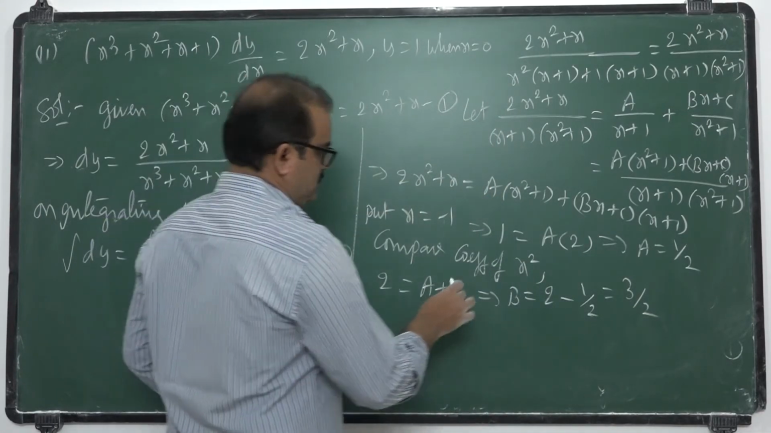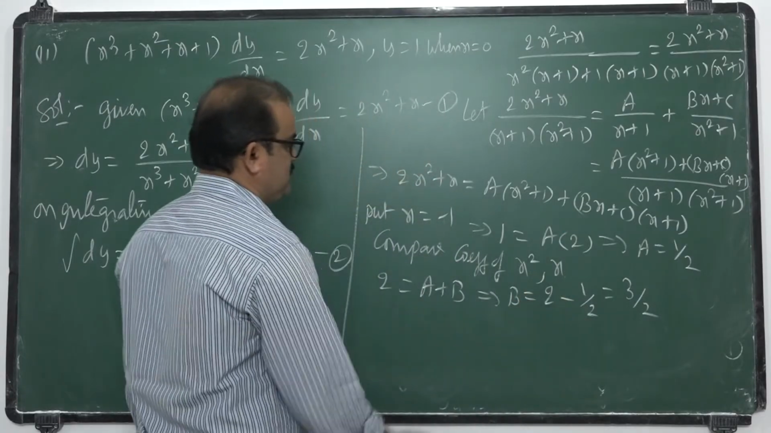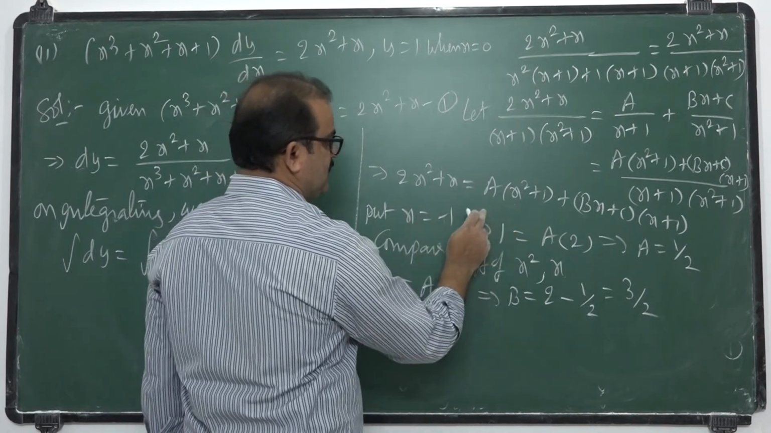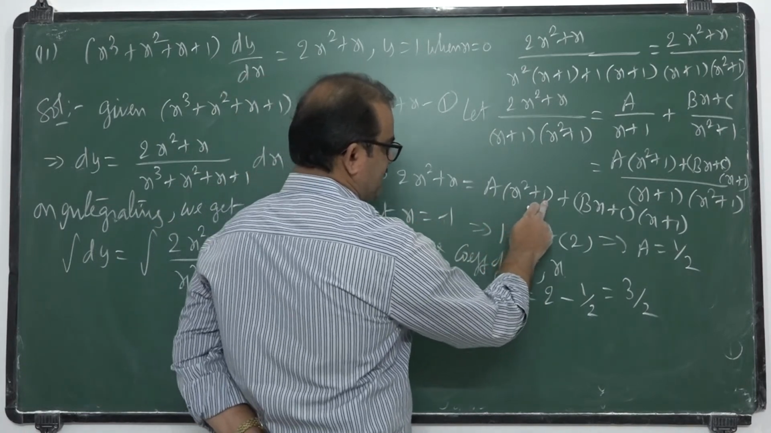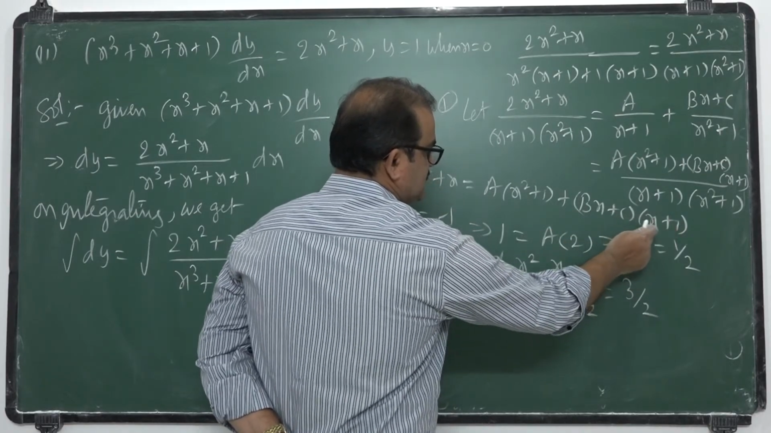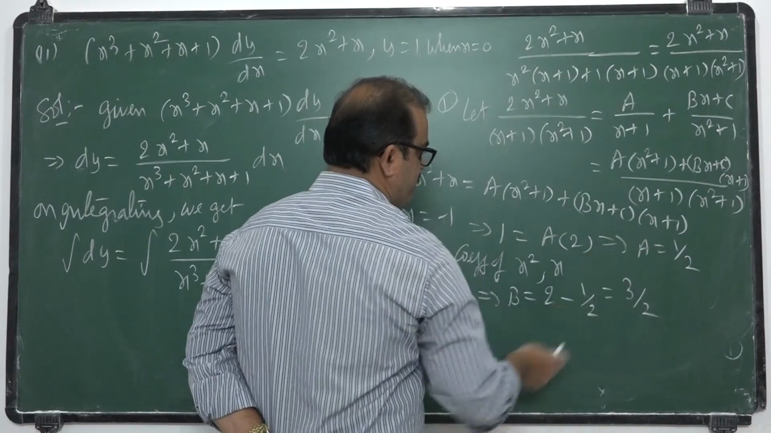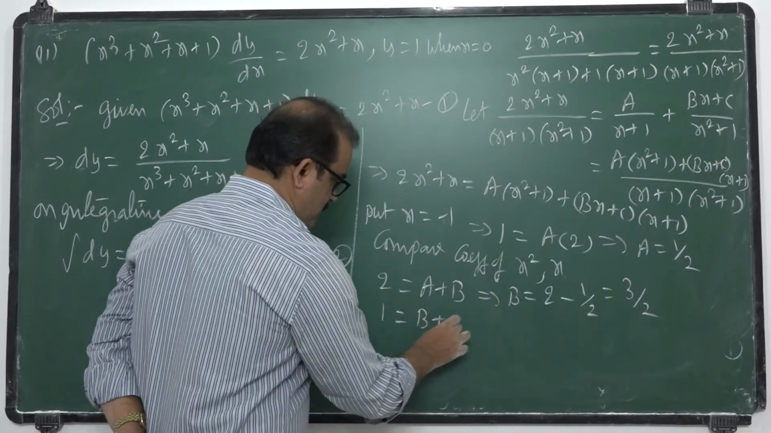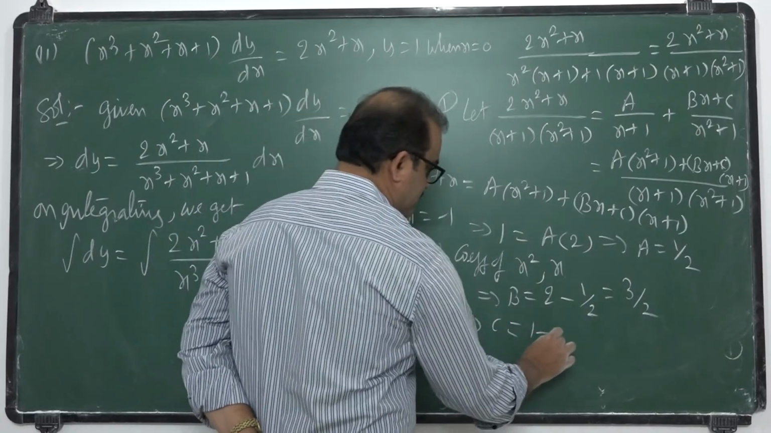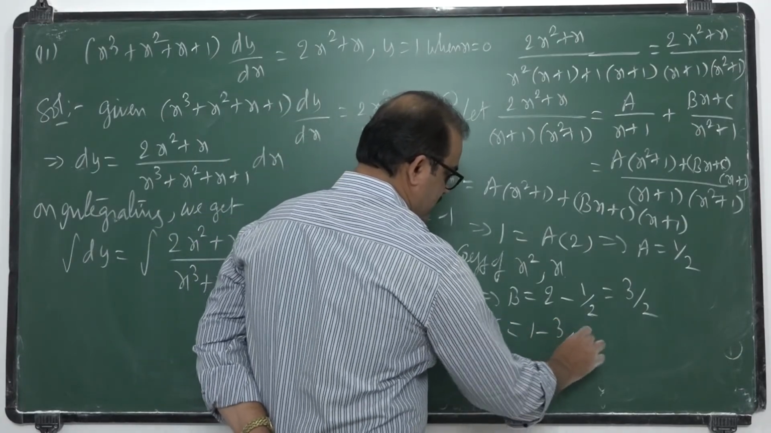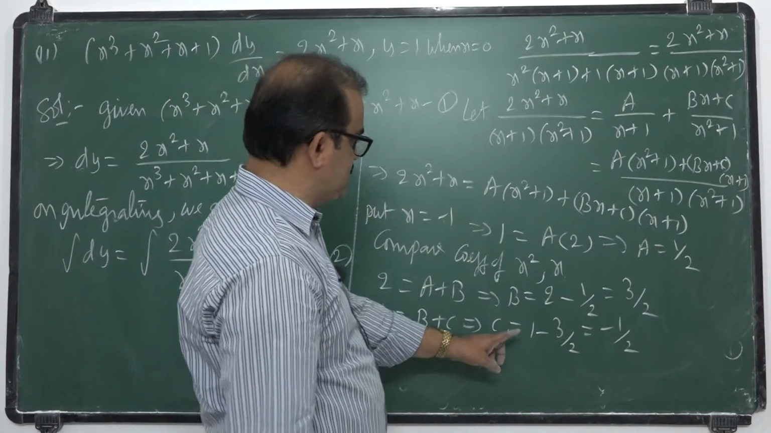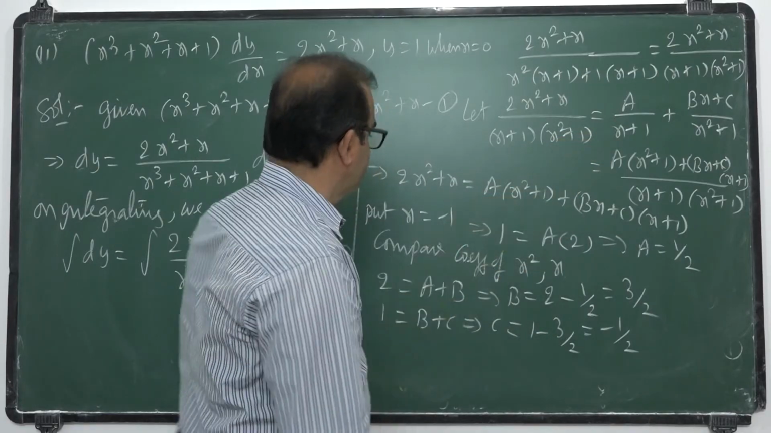Okay, next compare the coefficient of x. What is the coefficient of x here? 1 in LHS. In RHS, there is no x in the first term. Bx into 1 plus Cx. So the coefficient of x is B plus C. From this C is equal to 1 minus B. B is 3 by 2. 1 minus 3 by 2 is minus 1 by 2.